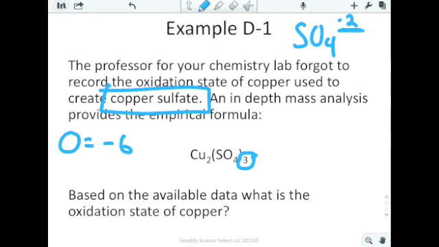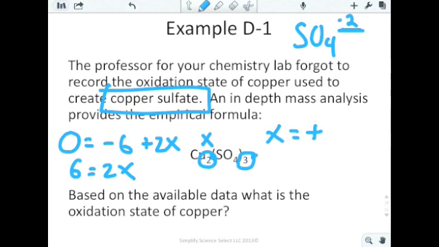Okay, plus the other part of it, copper. Now, how many coppers do we have? We have 2. Do we know its oxidative state? No, so we just go X. So it's 2X. And then all we have to do is solve for X. So we bring the 6 to the other side, and we have 6 equals 2X, and then we divide by 2, and X equals +3.